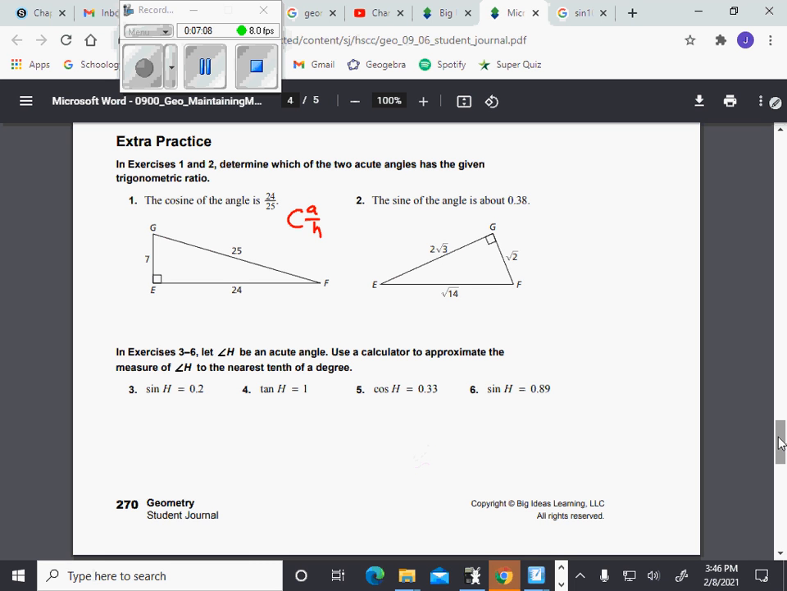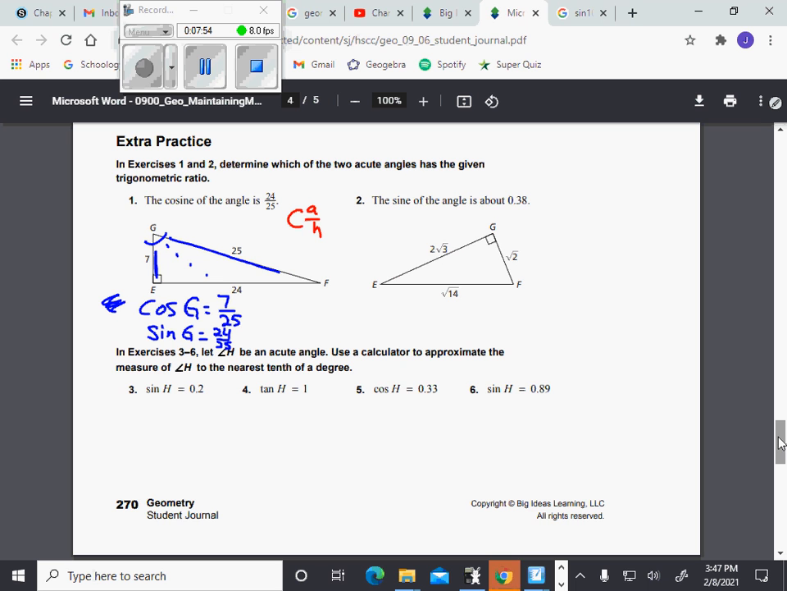Okay, well, if I started with G, I'd look at adjacent, which is 7, over hypotenuse. So the cosine of G is equal to 24, or sorry, I messed up. Adjacent over hypotenuse, 7 over 25. Cosine of G is equal to 7 over 25. Okay. The sine of G, I just want to point this out. The sine of G is opposite over hypotenuse, so 24 over 25.